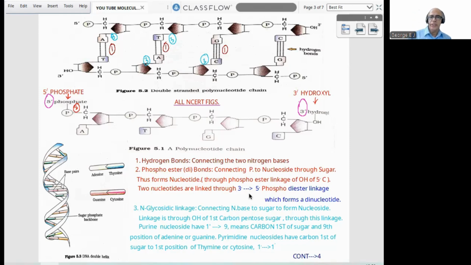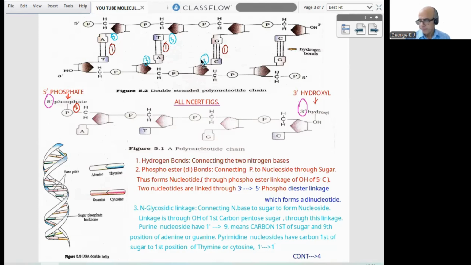Another important NCERT question: 3' to 5' phosphodiester linkage. So here, the diester linkage forms a dinucleotide. Now comes the third bond, the N-glycosidic linkage. That is connecting the nitrogen base to the sugar. Nitrogen base, adenine, guanine, etc., to sugar. So this one here is where that bond comes. Adenine, guanine, thymine, etc., nitrogen base to the sugar. That is the N-glycosidic linkage, connecting nitrogen base to sugar to form a nucleoside.